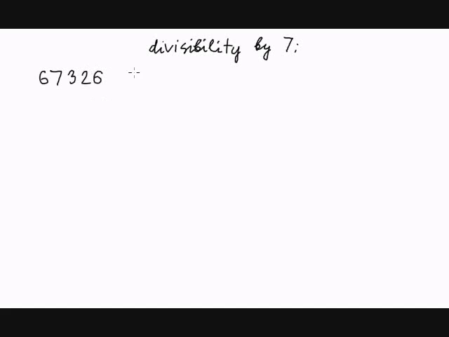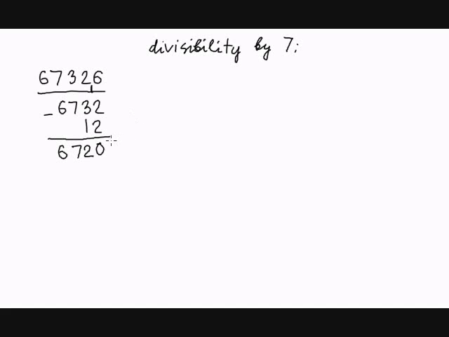67,326. The rule tells us, first of all, we have to split this number into two parts. We're going to separate the rightmost digit from the rest, and we're going to subtract twice as much. Well, we're going to subtract 6 times 2, which is 12, from the rest of the number. So 2 minus 2 is 0, 3 minus 1 is 2, 7 goes down, 6 goes down. So we got this number, and we have to check whether this number is divisible by 7.